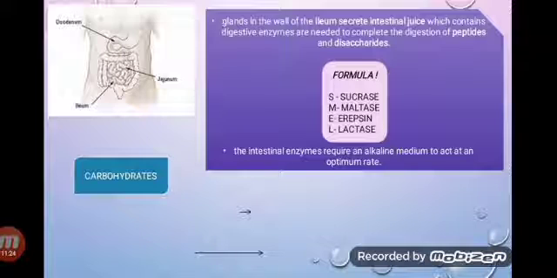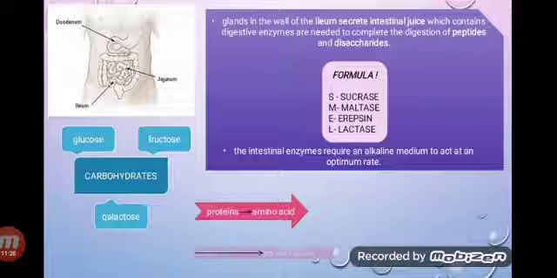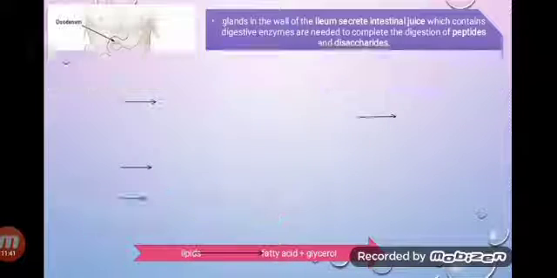At the end of the digestive process, all carbohydrates are digested into monosaccharides such as glucose, fructose, and galactose. Meanwhile, proteins are digested into amino acids and lipids into fatty acids and glycerol.